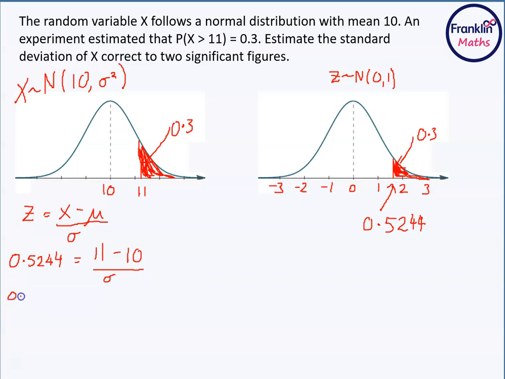So 0.5244 sigma is then equal to 1. So sigma is equal to 1 over 0.5244. And so the standard deviation comes out as, just grab a calculator quickly.